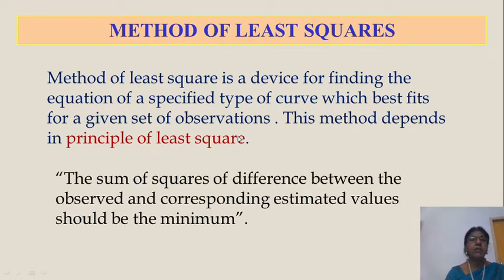By using the principle of least squares. Now we see the principle of least squares. The sum of squares of difference between the observed and corresponding estimated values should be minimum. In the last topic, in the chi-square distribution, we saw the difference between observed and estimated values. Here also, the observed values and estimated values, the difference between these two values, we find the square and sum all the square values. Then it should be minimum.